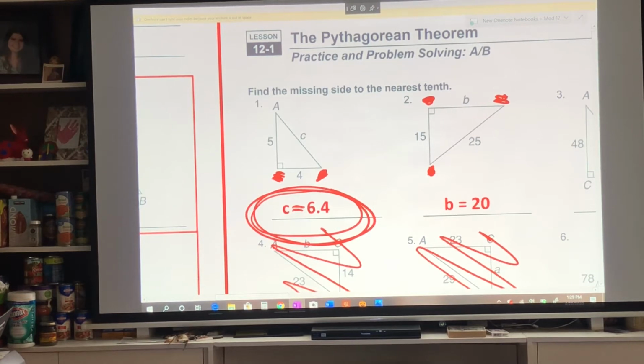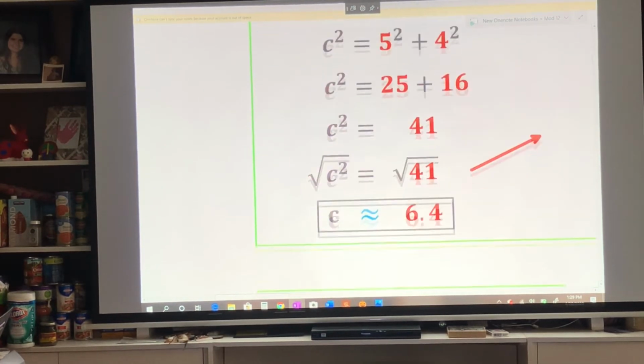Okay, that one's going to be C. That's the longest side, the hypotenuse. And since that's B, that's going to be A. So we know that A is 15 and C is 25. Let's find B.